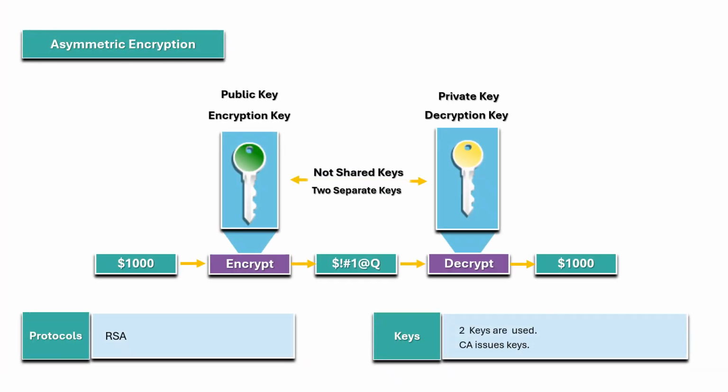In asymmetric encryption, 2 keys are being used: public key to encrypt and private key to decrypt. For example, if Alice wants to send an encrypted message to Bob, Alice first asks Bob to send her his public key. Then Alice is going to use the public key sent by Bob to encrypt the message and then send the message to Bob. That encrypted message can only be decrypted by the private key that only Bob has and nobody else has. The protocol that can be used could be RSA. The keys are going to be issued by CA.